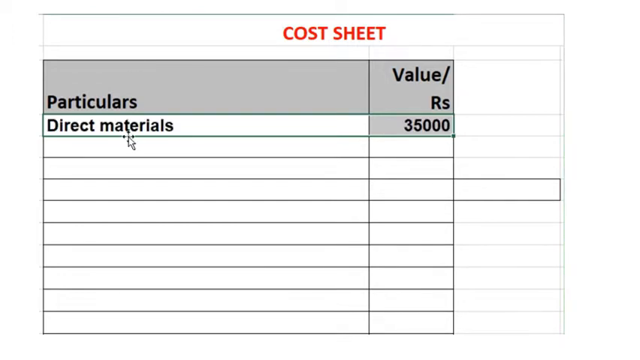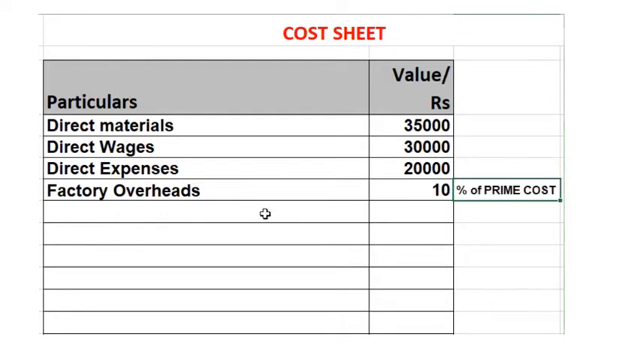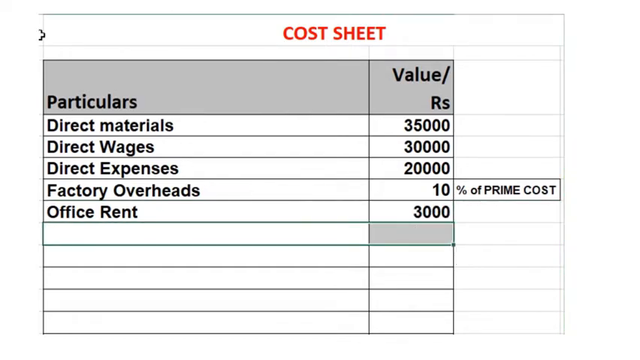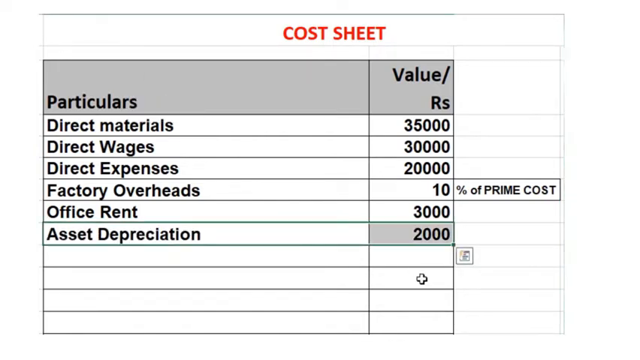So direct materials, direct wages 30,000, direct expenses 20,000, factory overheads 10% of prime cost. Next, office rent is 3,000. Then asset depreciation is 2,000.